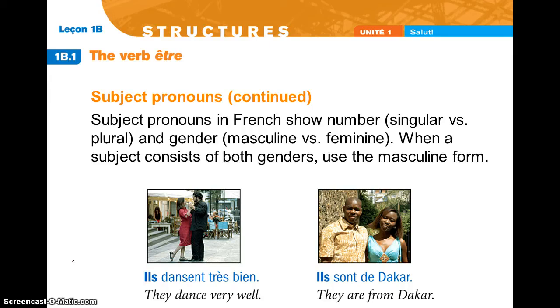In this slide we have two examples. Ils dansent très bien. Notice how this ils right here has that silent S at the end, and we're talking about these two people. This means they. They dance very well. Ils sont de Dakar. They are from Dakar. In the plural, il and elle can also be used to mean they in the sense that we're talking about objects, if we're talking about many books, for instance.